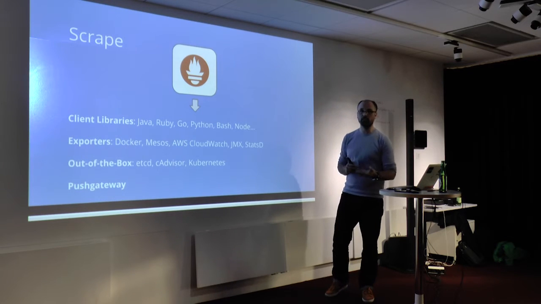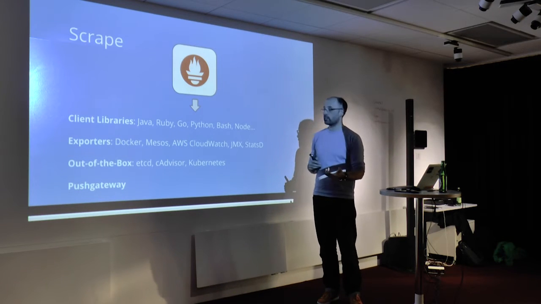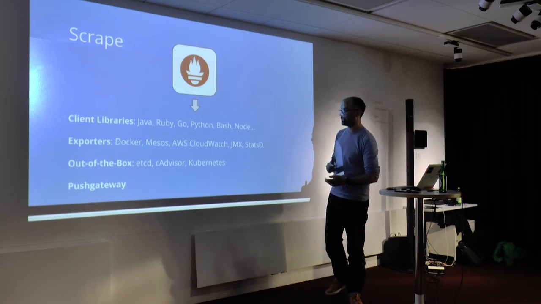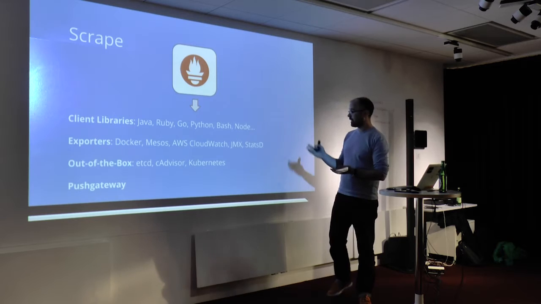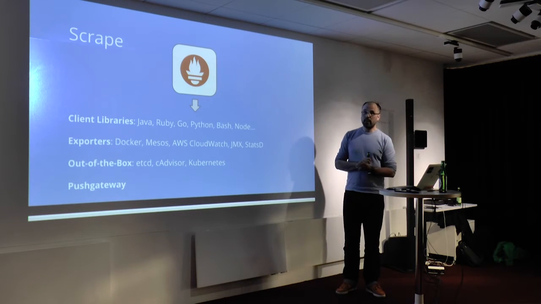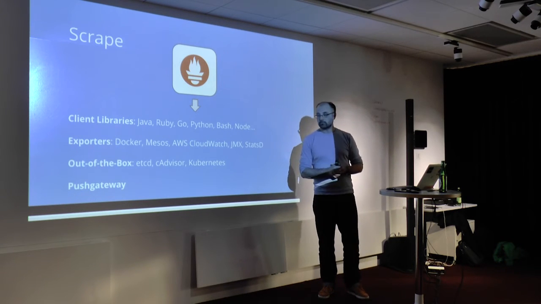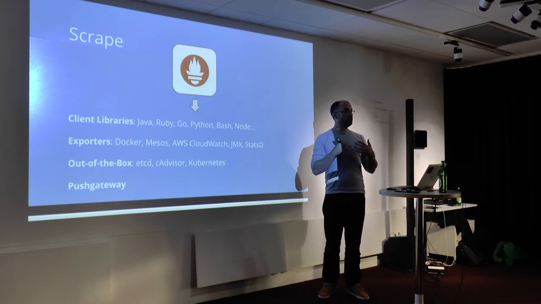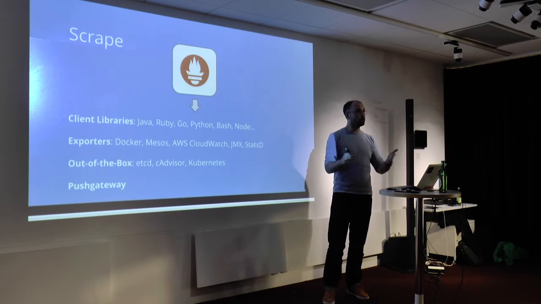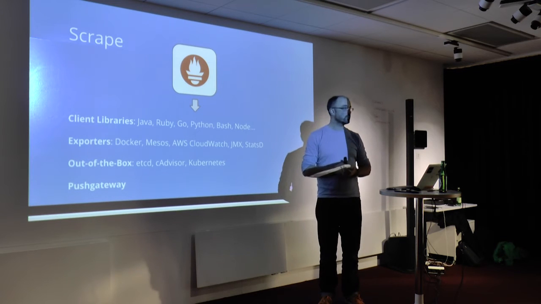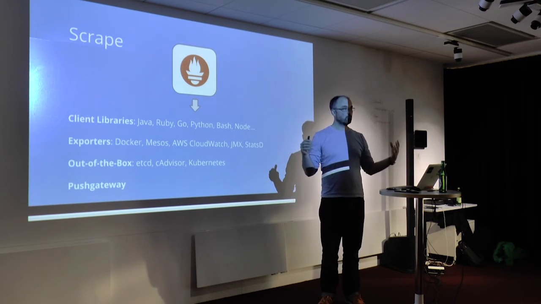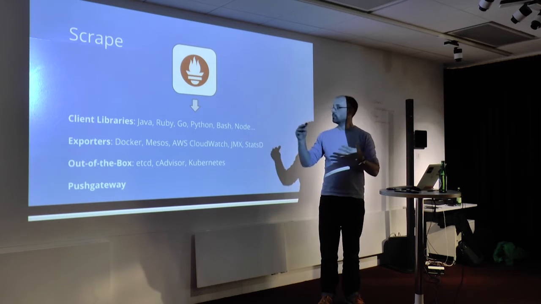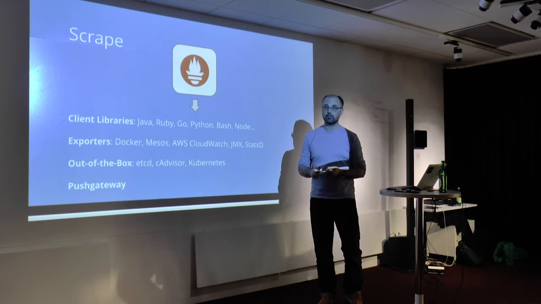So for the Docker engine, there is a Docker container exporter. For the Mesos cluster, the same thing. For CloudWatch, you have that. Java JMX, StatsD. Then you have some tools that already have Prometheus built in out of the box. And if you really need to do pushing, need to push your metrics, because you can't change that, there's also a possibility to have a push gateway. So basically, it's an intermediary that you push the metrics to, and then Prometheus can scrape the metrics from that gateway.